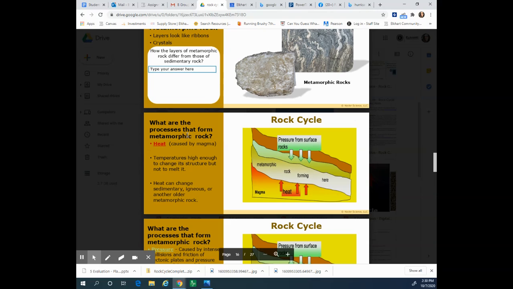What are the processes that form metamorphic rock? You have heat. It's caused by magma. Temperatures high enough to change its structure, meaning its composition, how it's made, but not to melt it. Heat can change sedimentary, igneous, or other older metamorphic rocks.